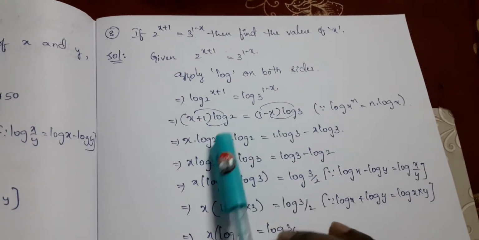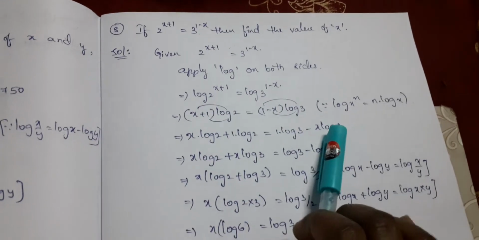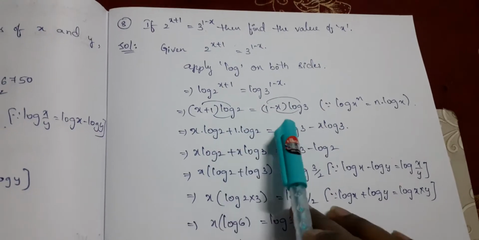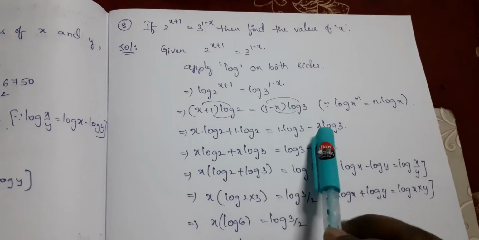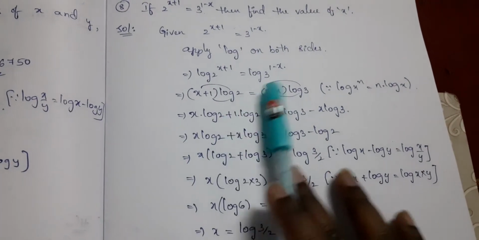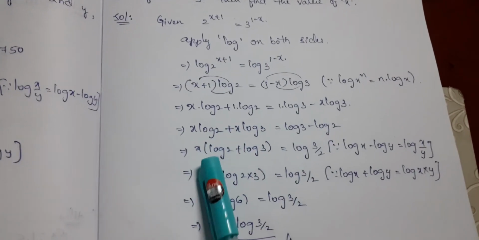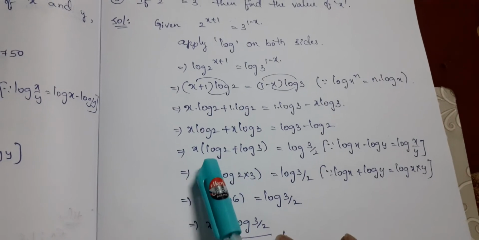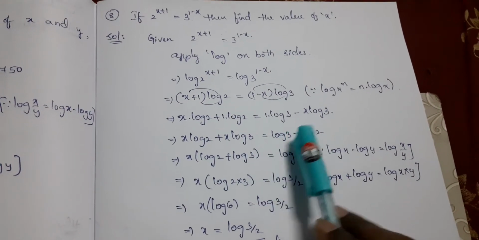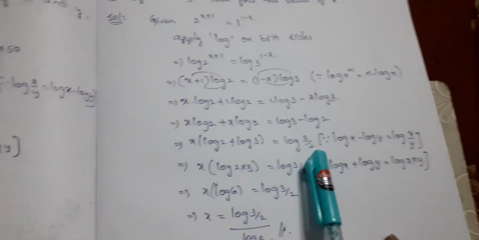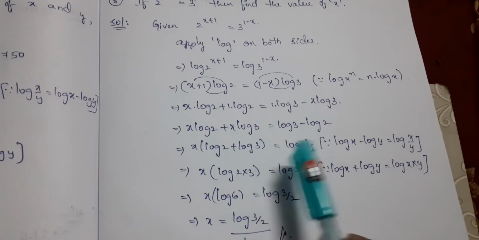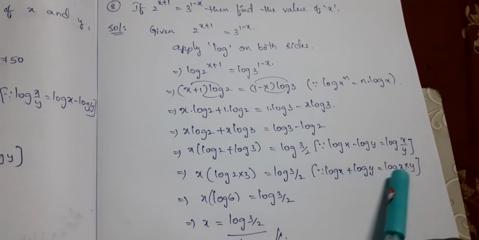Again, a bracket with a term before it, so I am multiplying it to the bracket terms. So x into log 2 plus 1 into log 2, 1 into log 3, x into log 3. After that I am transposing log values to one side and number values to the other side. From these two terms I am taking x as common. Again from here I am applying the formula log x minus log y is log x by y. Next here also the formula log x plus log y is log x into y.